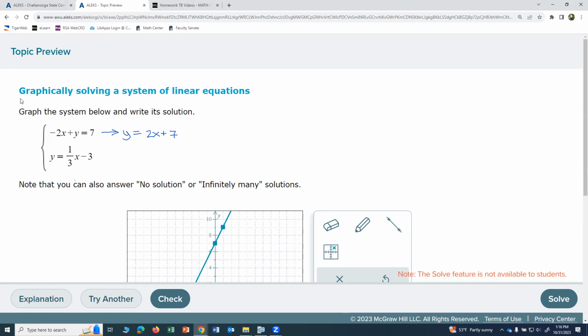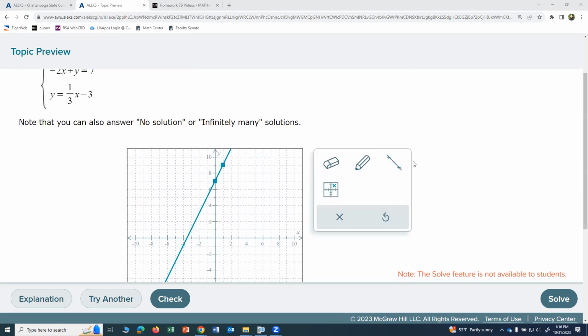Now, my second equation is y equals 1/3 x minus 3. So that gives me a y-intercept of negative 3. And my slope is 1/3. So my rise is 1, and my run is 3, 1 over 3. So I go up 1 to the right 3, and that gives me my second point. I'll go ahead and connect those. So there's the graphs of the two lines.